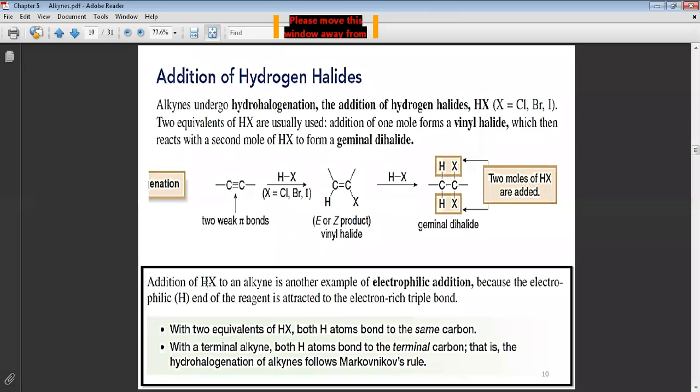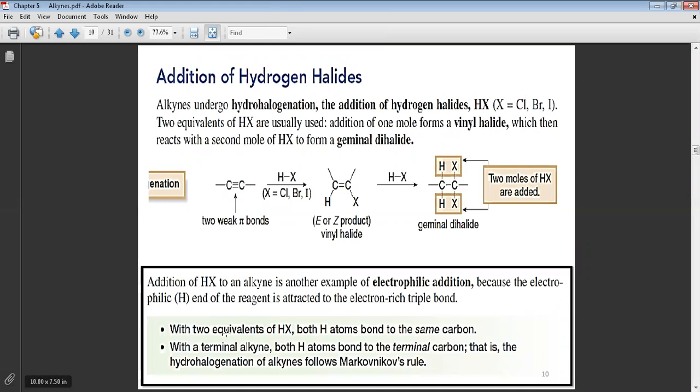Now, the addition of HX to an alkyne is another example of electrophilic addition. Why electrophilic? Because the nucleophile and the electrophile add across the triple bond, and we call that an electrophilic addition reaction. The electrophile, the H plus proton of the reagent, is attracted to the electron-rich triple bond. That means the triple bond will attack the proton. That is the reason here.